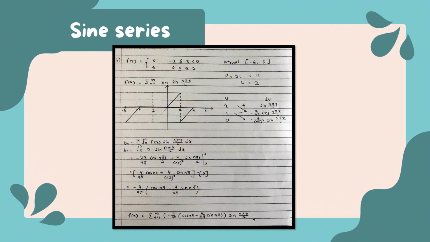To determine the sine series function, we just repeat the same method as the cosine series, which is to determine the L first, and then we just put it into the equation as shown in the picture. So the answer for the sine series is f(x) equal to -4 over n pi cos n pi minus 4 over n pi sin n pi times sin n pi x over 2.